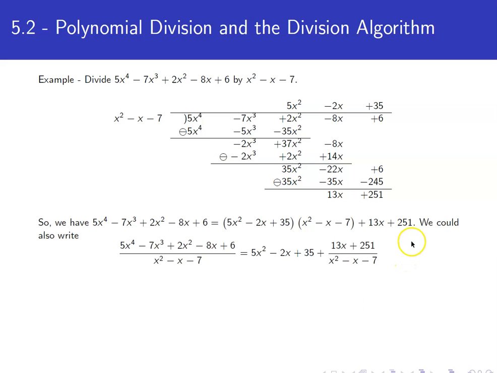We could also write it as a fraction, basically dividing both sides by this x squared minus x minus 7. Here would be the fraction, and then we would just have the quotient plus the remainder over what we divided by.